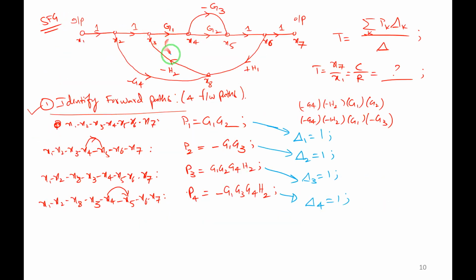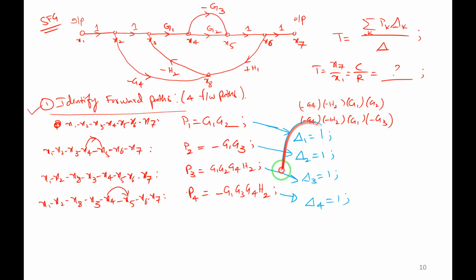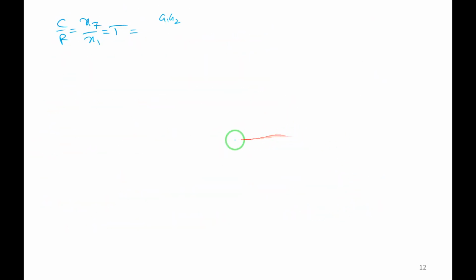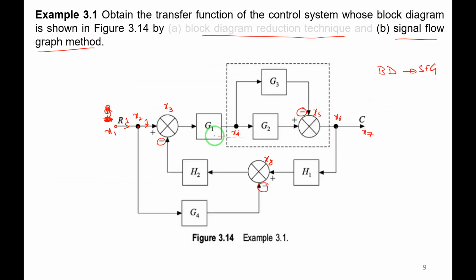So what is P1? P1 is G1, G2. Observe here, delta 1, delta 2, delta 3, all are 1. So if I multiply delta 1 here, all are 1. So it is just the addition of P1 plus P2 plus P3 plus P4. We will add all the gains.